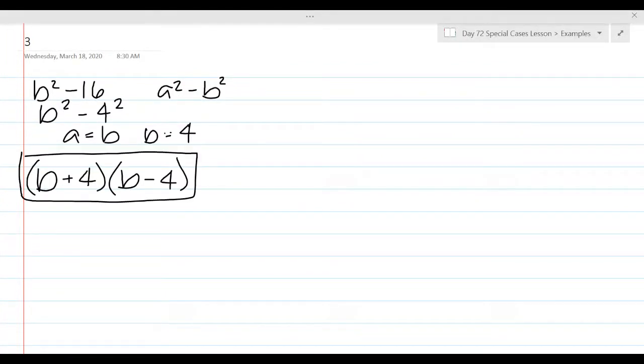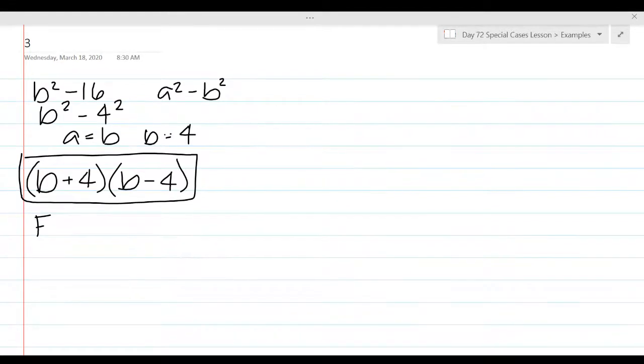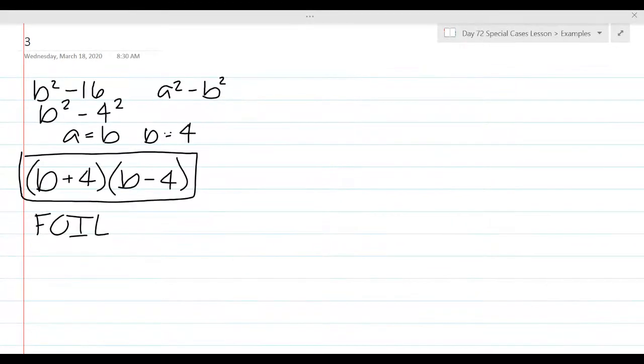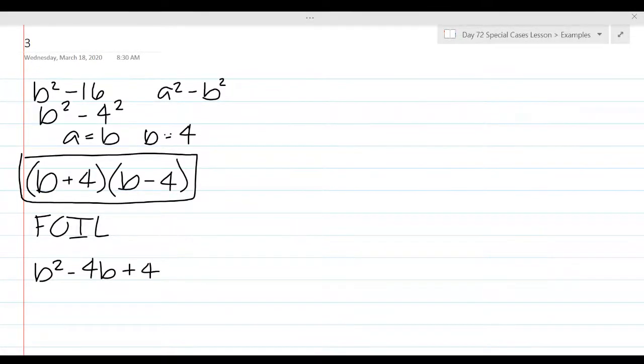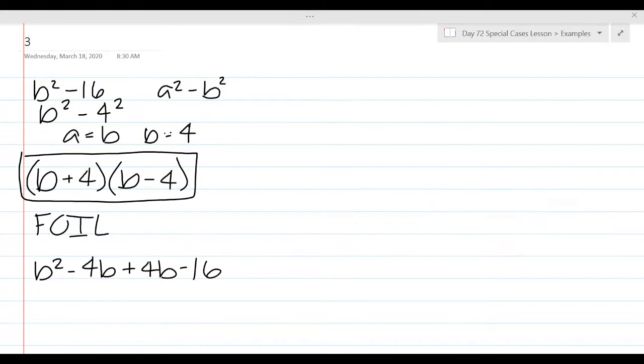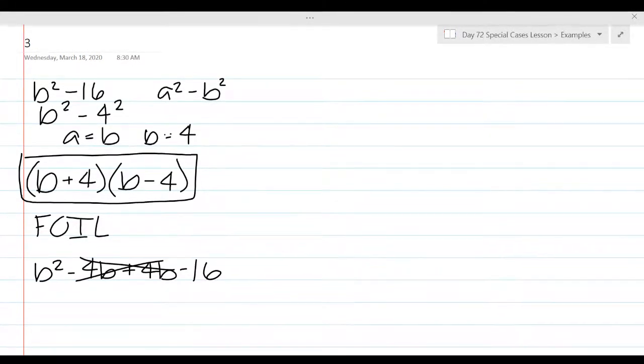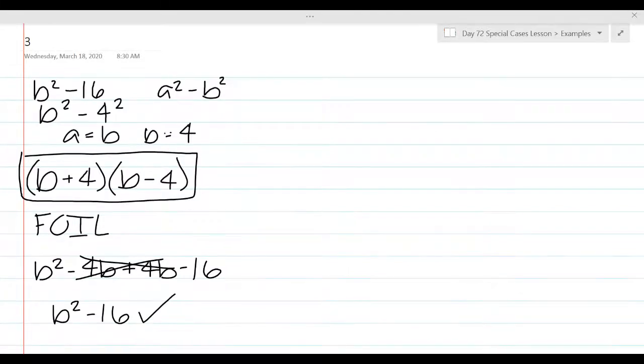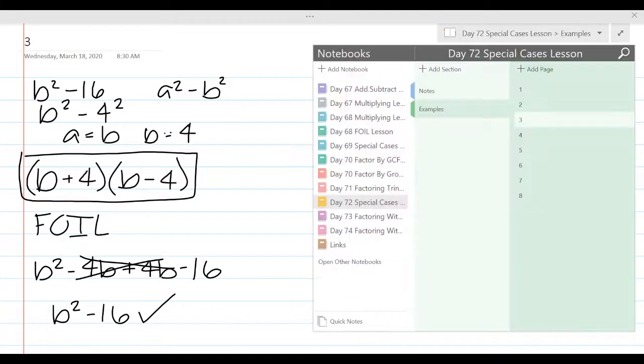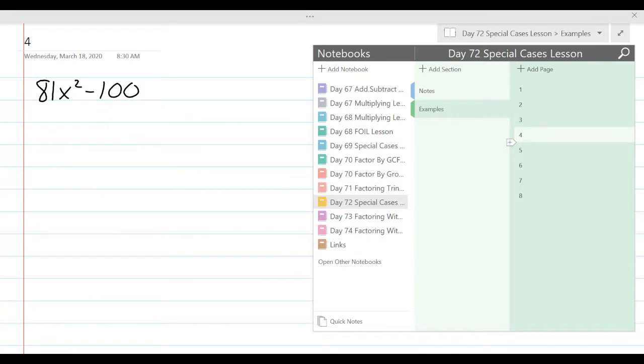Now all we got to do is go back and FOIL to check our answer. So we're going to get b squared minus 4b plus 4b minus 16. So those are going to cancel, and we get b squared minus 16, which is what we started with. So that's good. Let's look at our next example.